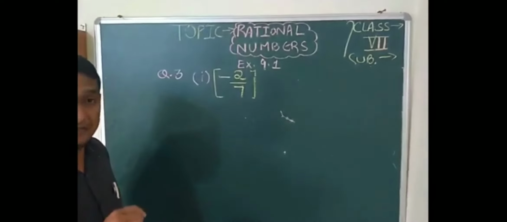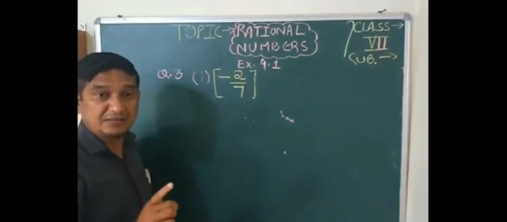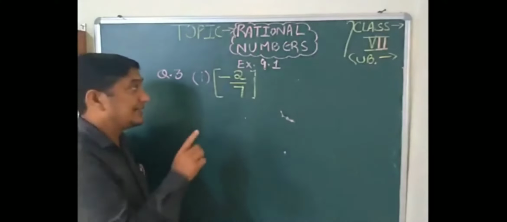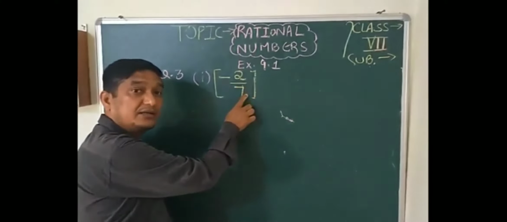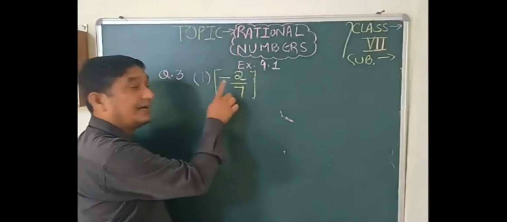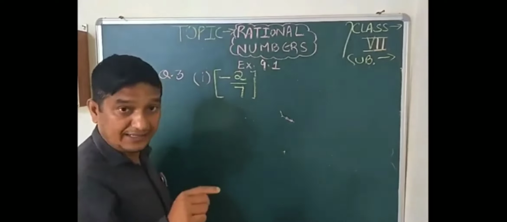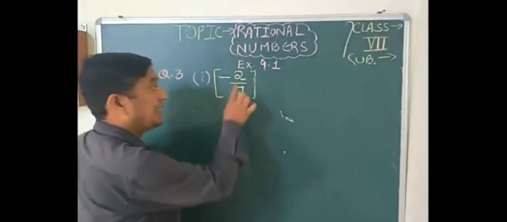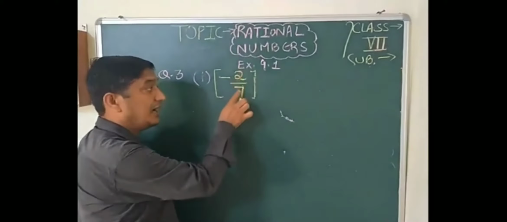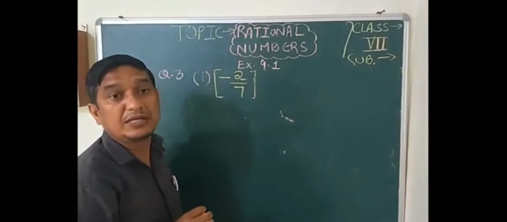As we have learned in our previous class, equivalent rational numbers are those numbers that can be written with different numerators and denominators, and they are still equal. And the method of finding equivalent rational numbers is what? You have to multiply the numerator and the denominator by the same non-zero integer.